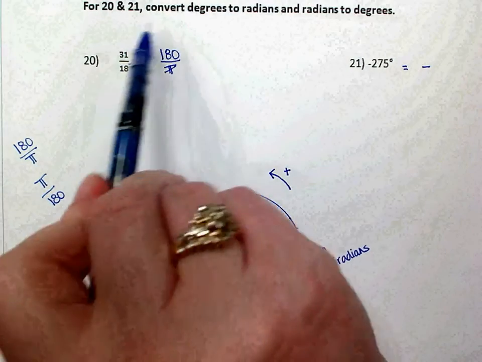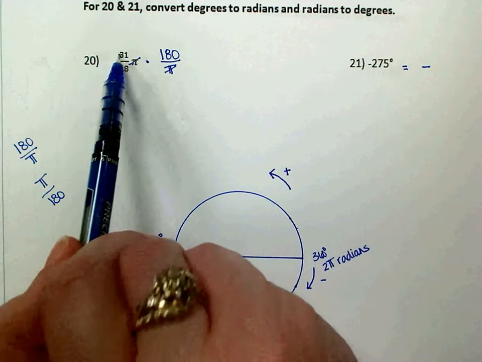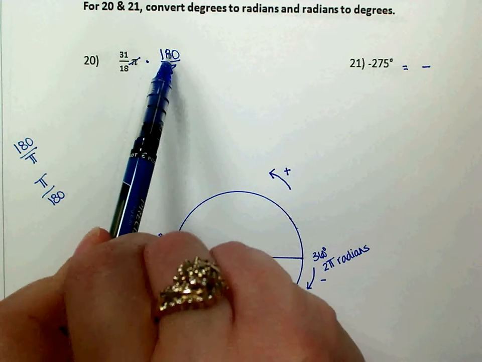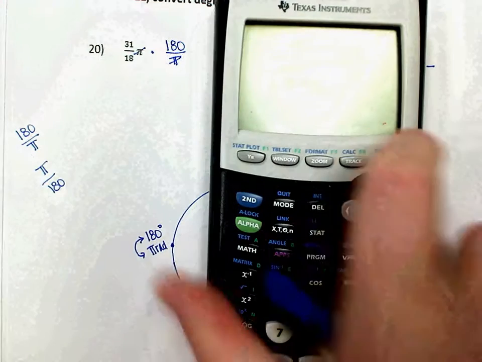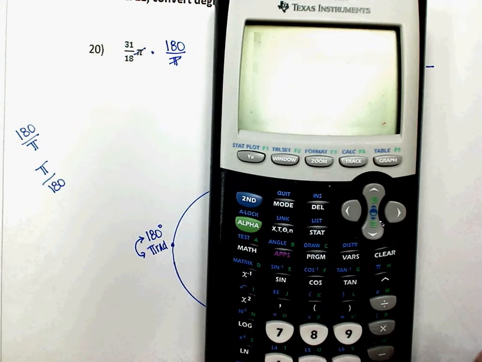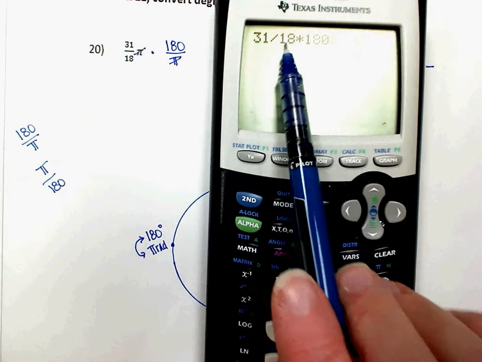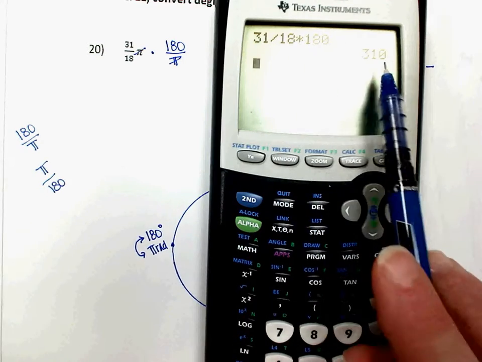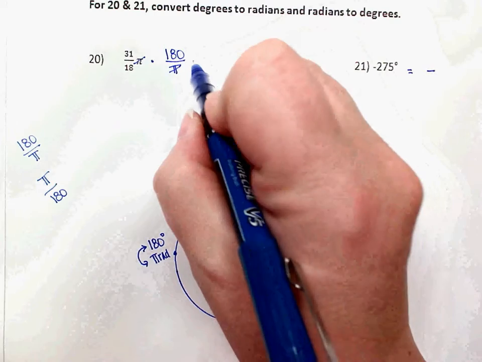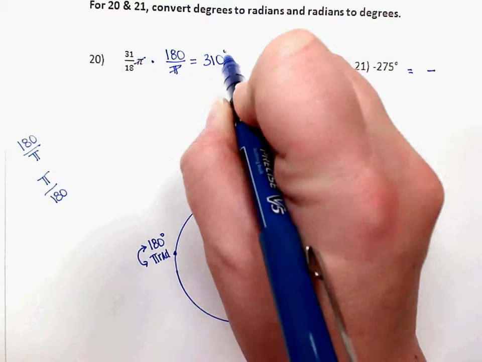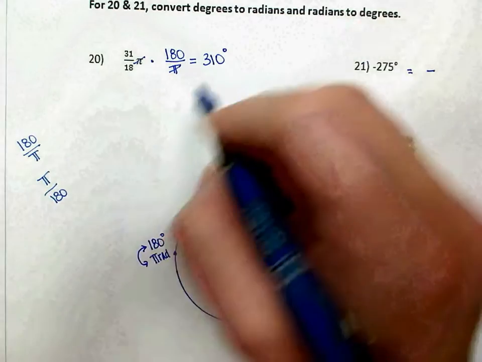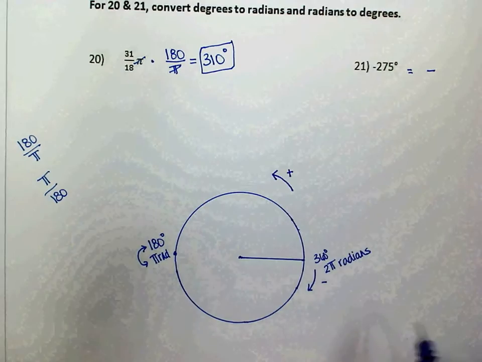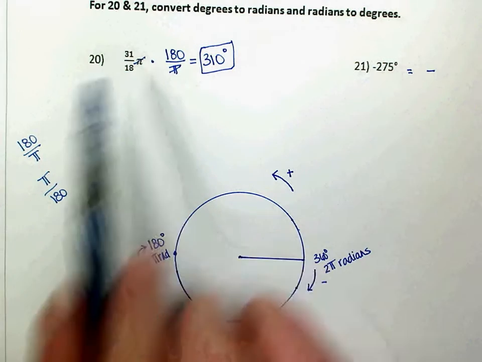So this is what I'm putting in my calculator. We have 31 divided by 18 that we're multiplying by 180, and that's what I'm going to put in my calculator. It doesn't matter what mode you're in for this. This is just simple math. So 31 divided by 18 times 180 can be put in my calculator all at the same time. There's my fraction that I'm multiplying by 180, and I get 310. So that's my answer, which, remember, since I was given radians, this answer is a degree. So don't forget that degree symbol. So 310 degrees is the same thing as 31 over 18 pi radians.